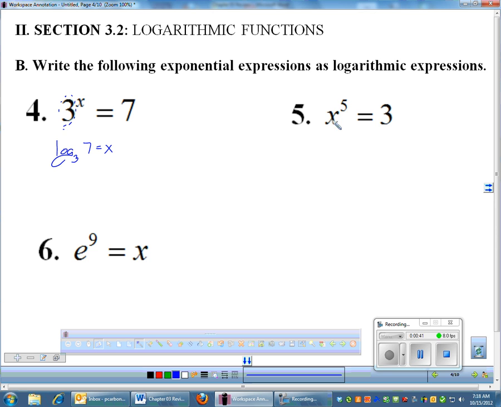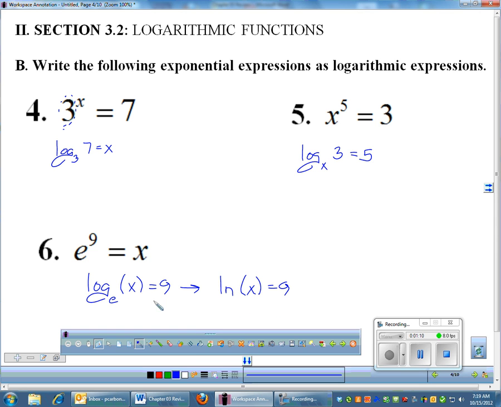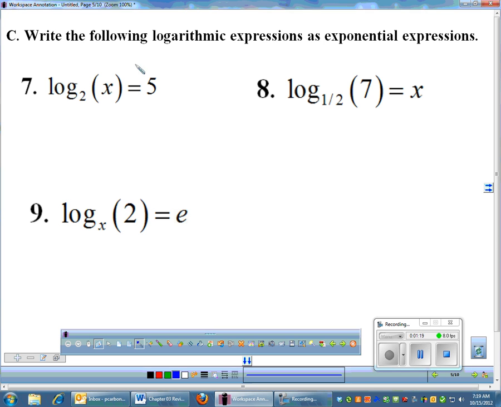So number 5, it's x to the 5th, the base is x. So for my log, the base is x, and then it'd be log base x of 3 is equal to 5. And this one, the base is e, so that would be log base e of x equals 9. Or you could write that as the natural log of x equals 9. I would accept either one of those two. They're both perfectly fine. I don't care, although I would write ln x because it's less writing, but whatever floats your boat.